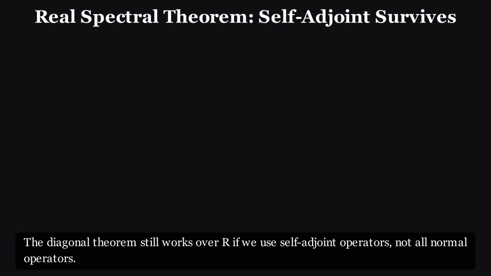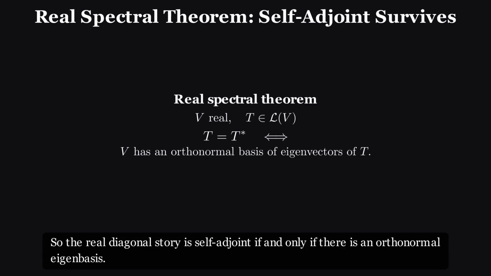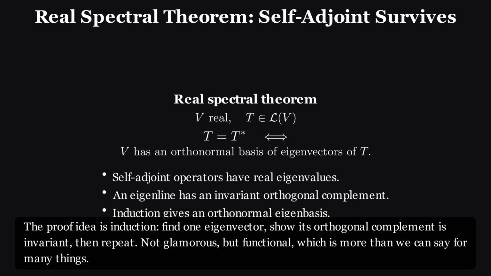The diagonal theorem still works over R if we use self-adjoint operators, not all normal operators. So the real diagonal story is: self-adjoint if and only if there is an orthonormal eigenbasis. The proof idea is induction. Find one eigenvector. Show its orthogonal complement is invariant. Then repeat. Not glamorous, but functional. Which is more than we can say for many things.